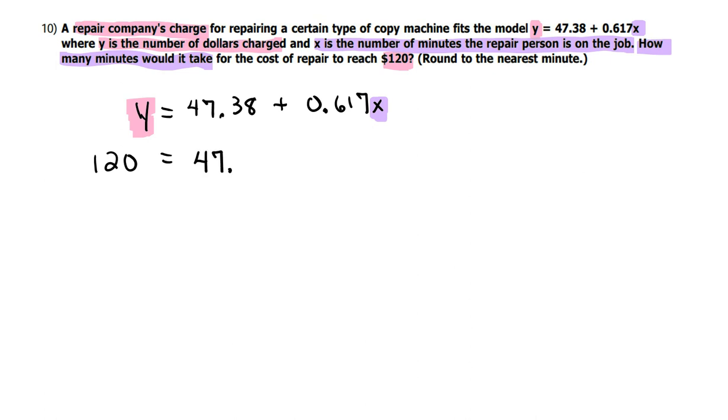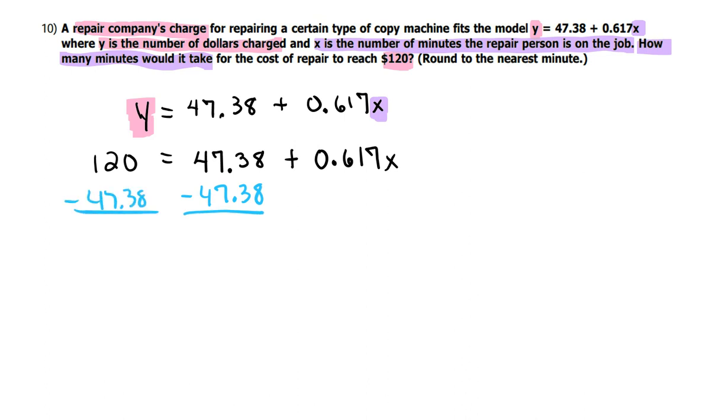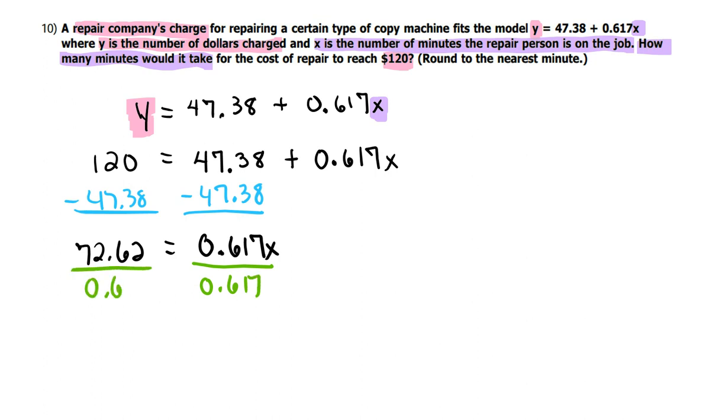And then again, you can use your graphing calculator to find the point of intersection of the left side of the equation and the right. It's up to you. But since I'm here on my whiteboard, I'm going to subtract the 47.38 from both sides. So 120 minus 47.38 comes out to be 72.62, and that's going to equal the 0.617x on the right. And then I'm just going to divide that off. And what you do to one side, got to do to the other.